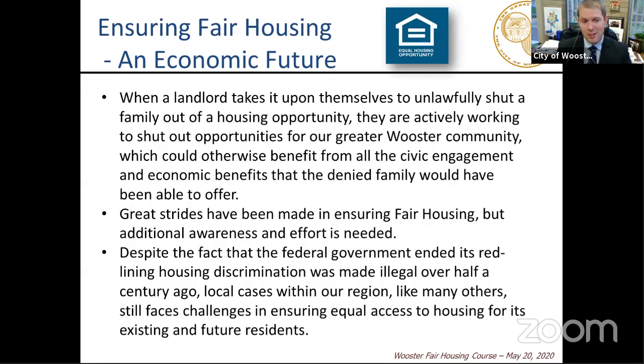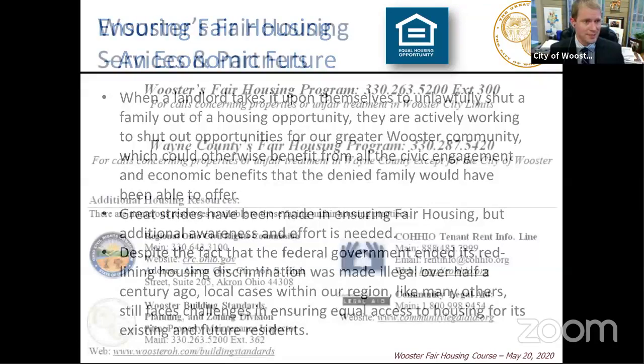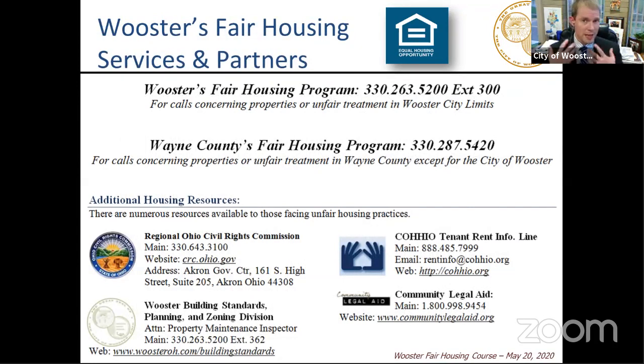So despite the fact that the federal government ended redlining, and housing discrimination was also made illegal locally and by the state, and other discriminatory practices were made illegal over half a century ago, local cases within our region, like many others, still face challenges in ensuring equal access to fair housing for its existing and future residents. So what do we have in our community as far as resources go?